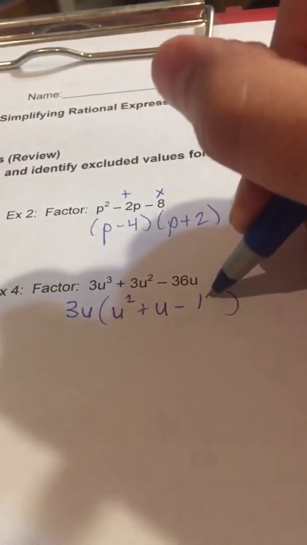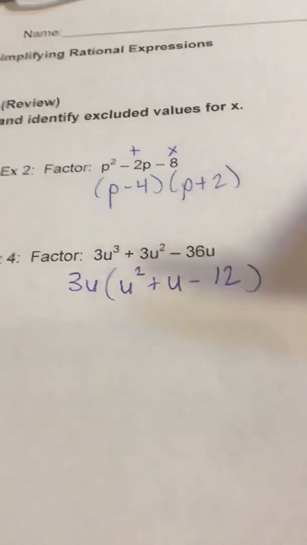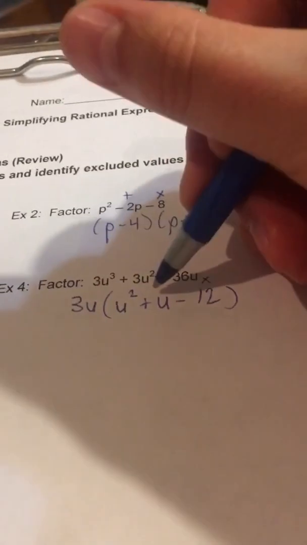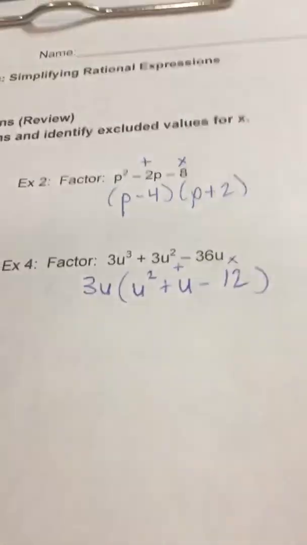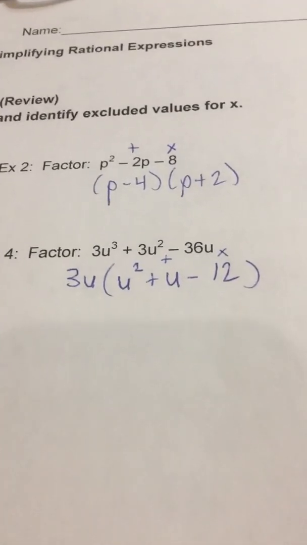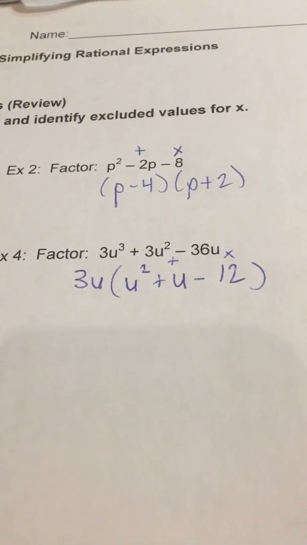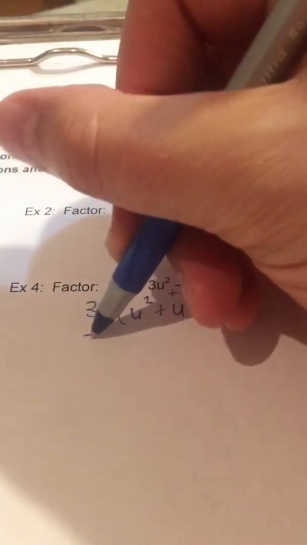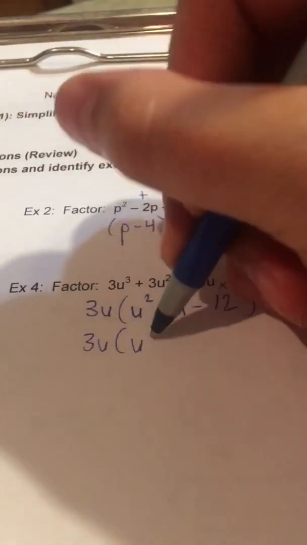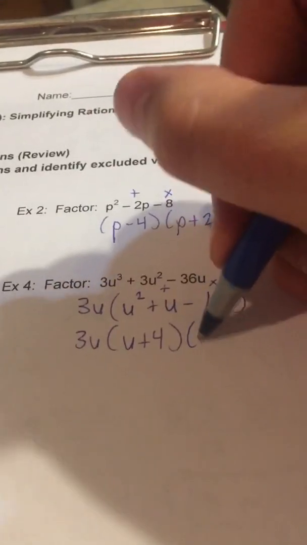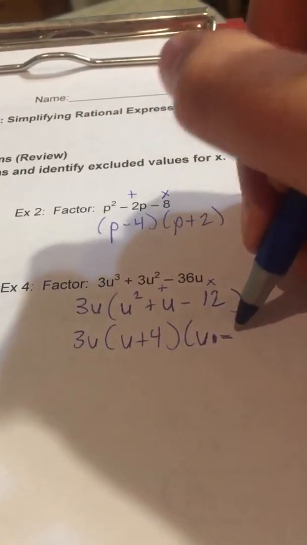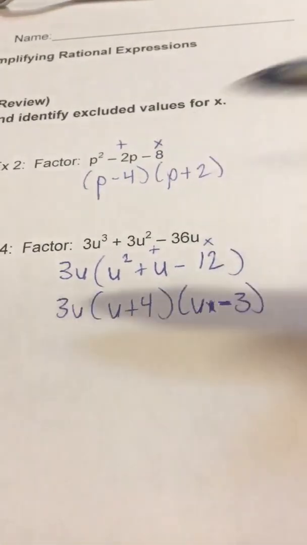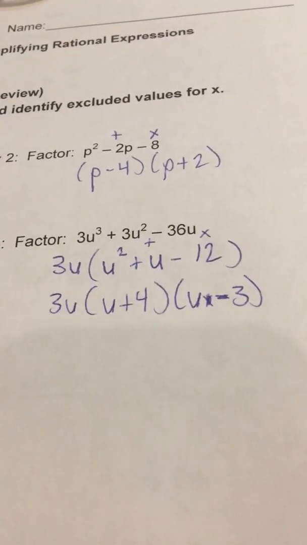Just 12. Now, we're not done. I'm going to factor what's left, same way I factored this. I need numbers that multiply to give me -12 and add to give me a +1 right there. There's a 1 in front of u. And so that's going to be 4 and 3. Which one's going to be positive? The 4 is going to be positive. So that's going to be 3u, parentheses, u plus 4, parentheses, u minus 3. That's a minus. So 3u, u plus 4, u minus 3.